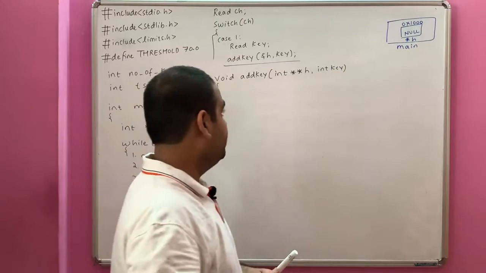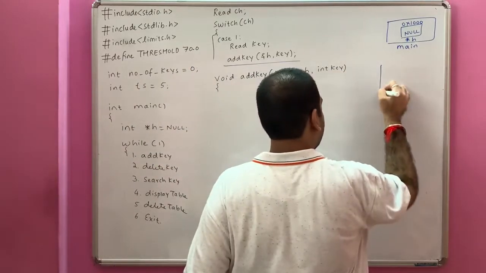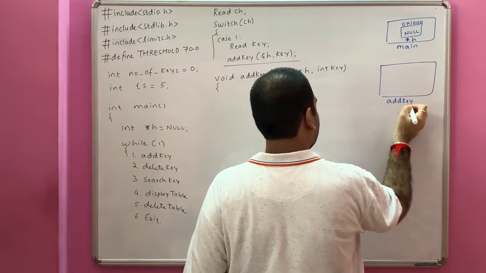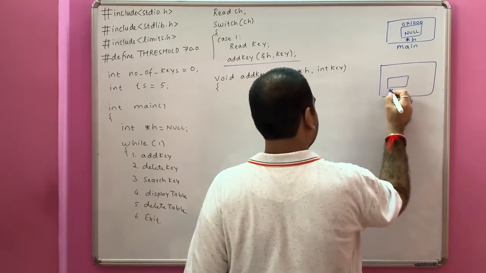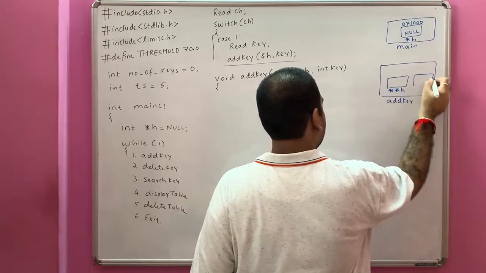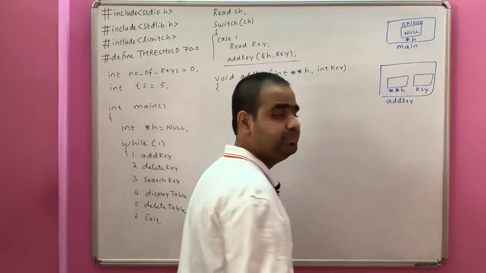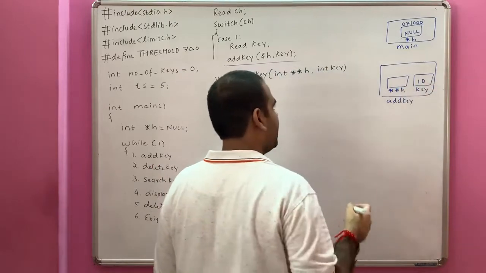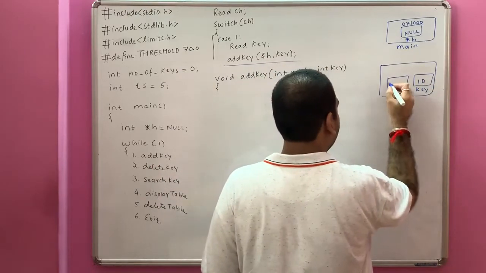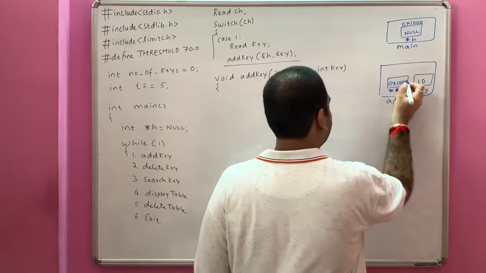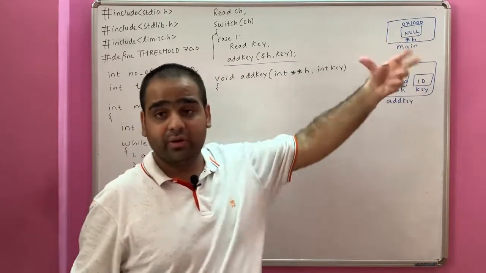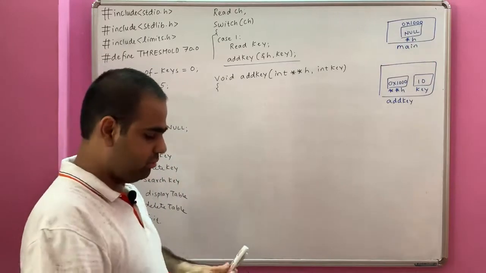Now what will happen? The scope of the add key gets activated. Now this is add key. How many parameters are there? There are 2 parameters, star h, and the next parameter is key. Let the value of key be say 10, and ampersand h is copied. Now what is ampersand h? It is 0x1000. Now for the first attempt, the value at location 1000 is null. That means you have to allocate it again.